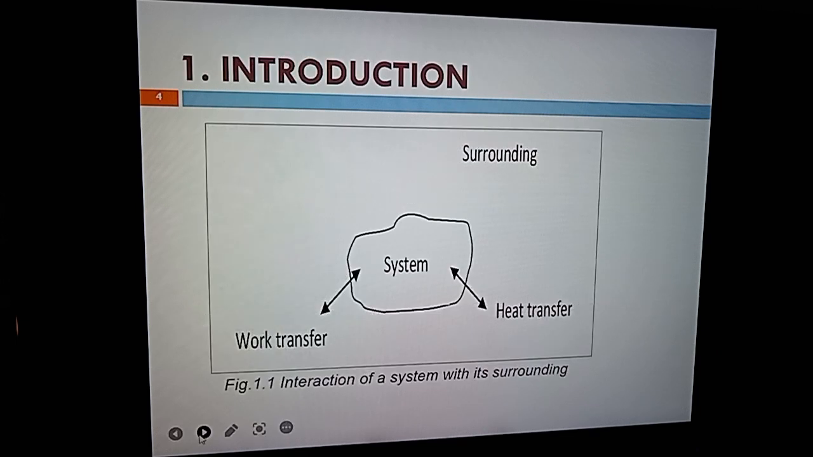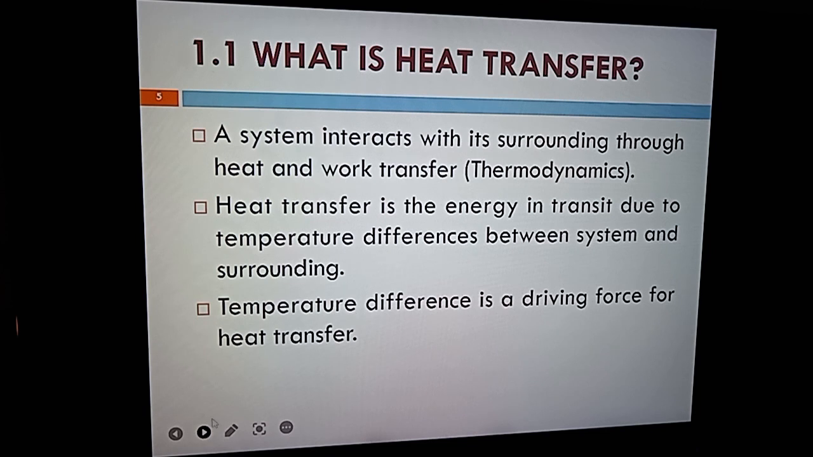Introduction is how we can transfer heat from one area to another area. That means from the system to the surrounding, and from the surrounding to the system. So heat transfer is done this way. A system is interacting with its surroundings through heat and work transfer, or thermodynamics.